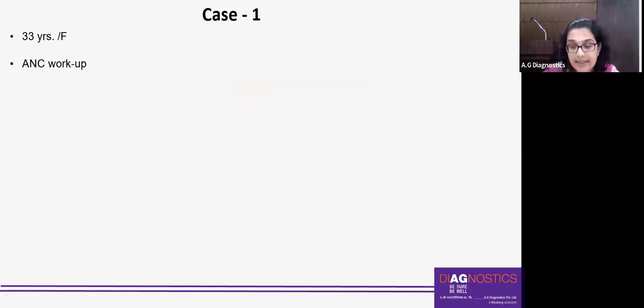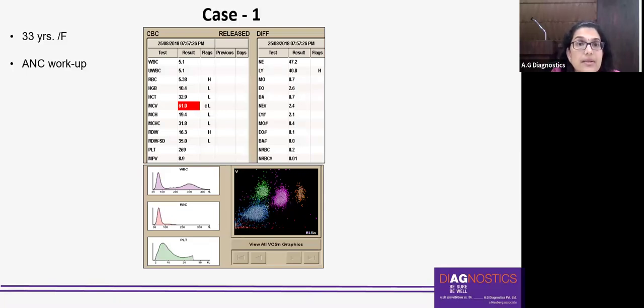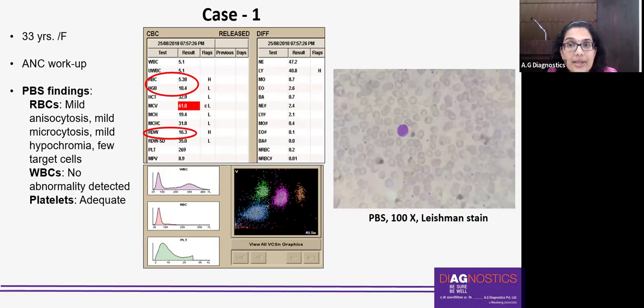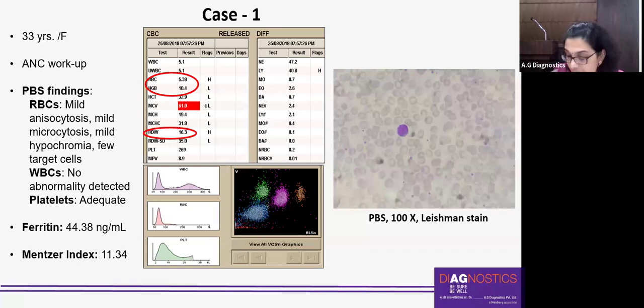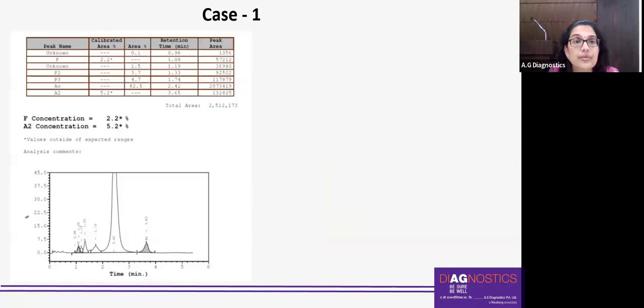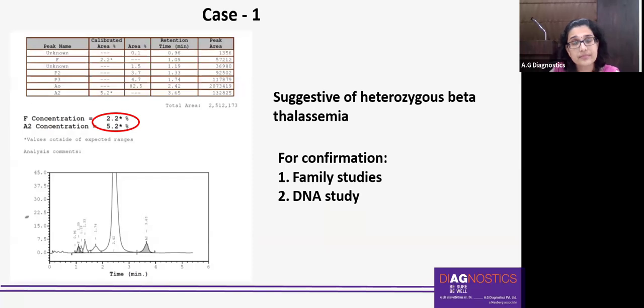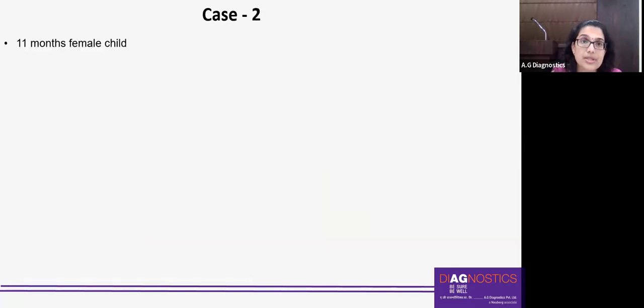I will quickly go through a few cases. Like I mentioned, microcytic anemias, in case of hemolytic anemias, should alert you towards the thalassemias. So this is a 33 years female who had come for an ANC workup to us. On the CBC, we had a hemoglobin of 10.4 gram percent, microcytic hypochromic indices, a relatively low RDW and high RBC count. We could see target cells on the peripheral blood smear. Ferritin was near normal and the Mentzer index was 11.34, which suggested a diagnosis of heterozygous beta thalassemia. So we did the HB-HPLC, which revealed a concentration of HbA2 of 5.2%. So this was a case of heterozygous beta thalassemia. Definitive diagnosis would involve family studies and molecular studies.